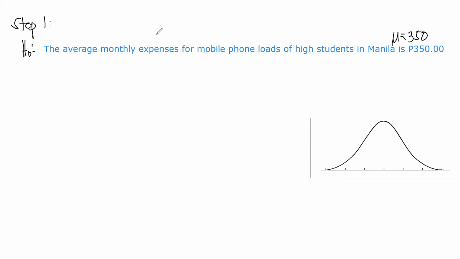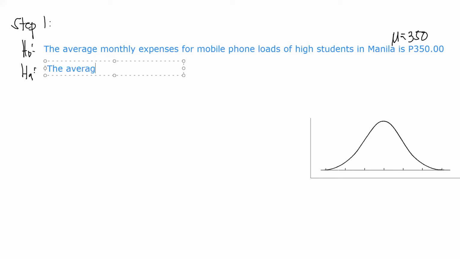Now, let's check the second claim. It is stated on the problem earlier that a statistics student believes that there would be an increase in the average monthly expense. So that would become our alternative hypothesis.